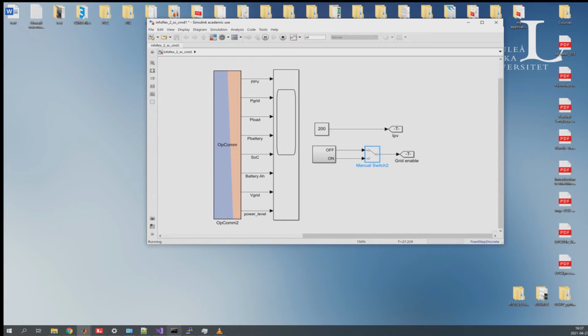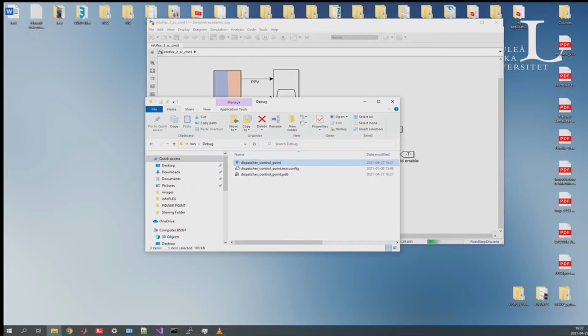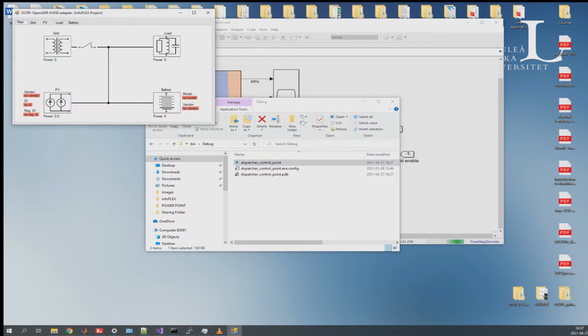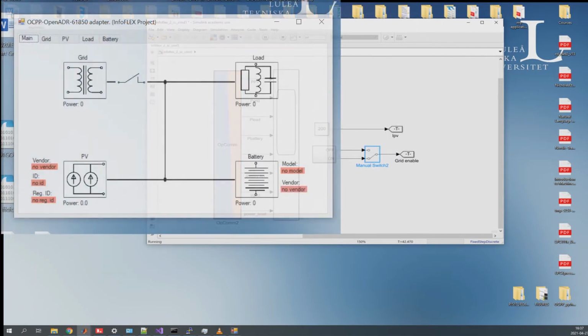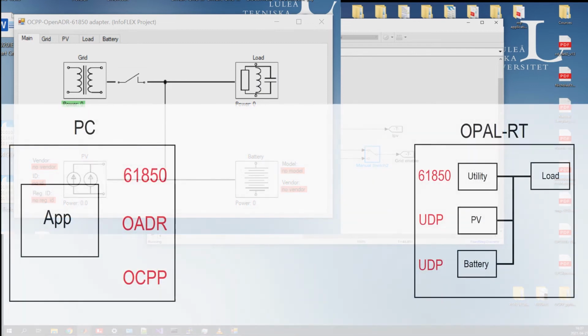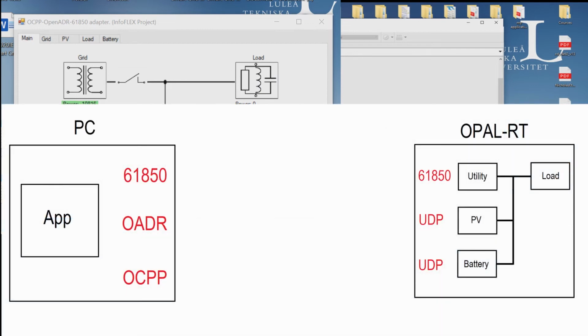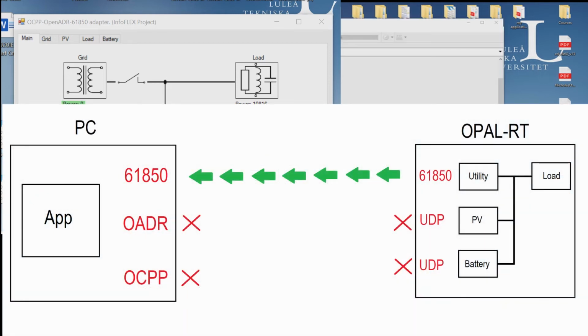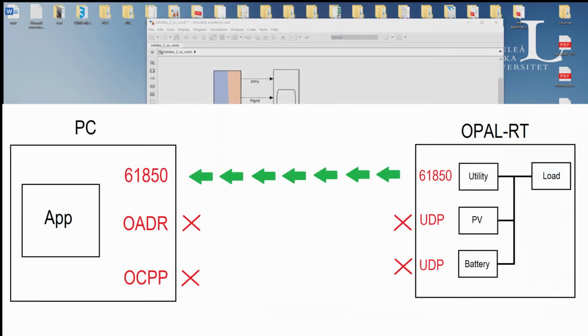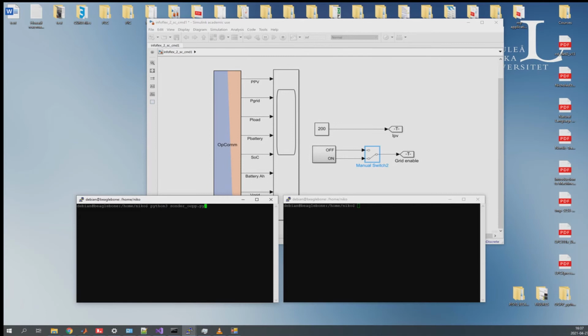After the simulation is running, we need to run the multi-protocol application. This application supports three communication protocols: OCPP, OpenADR, and 61850. It means that this application can not only send and receive messages by using one of the protocols, but also convert some data from one protocol to another. After the application opens, communication through 61850 can be observed.